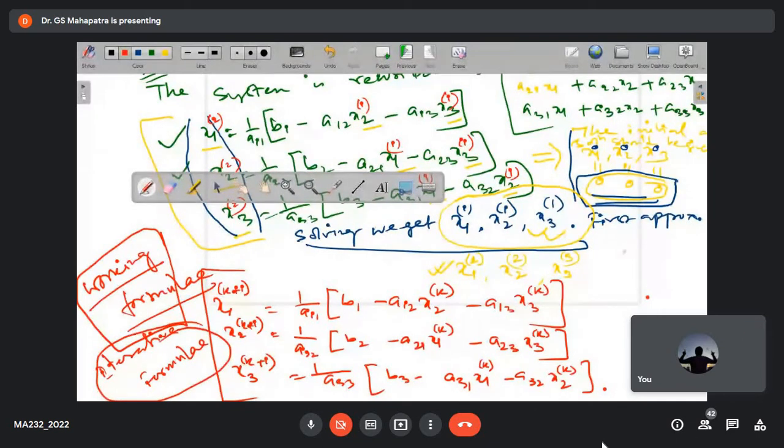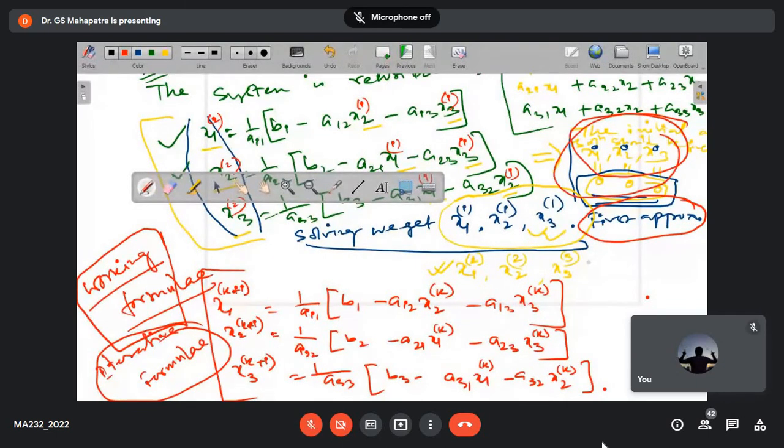Very good question. Okay, actually, you are asking regarding this one, correct? No, this one, the initial value. So in the question, if it is given, fine. If it is not given, then very good question.